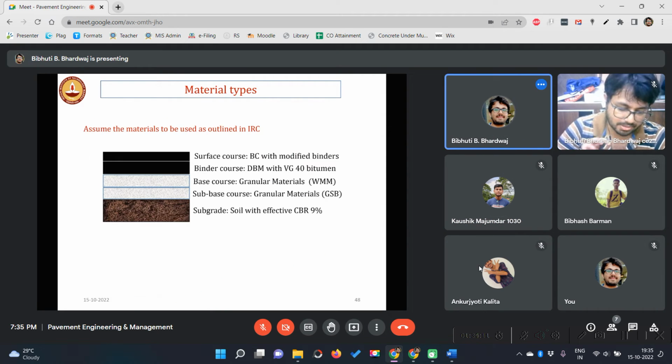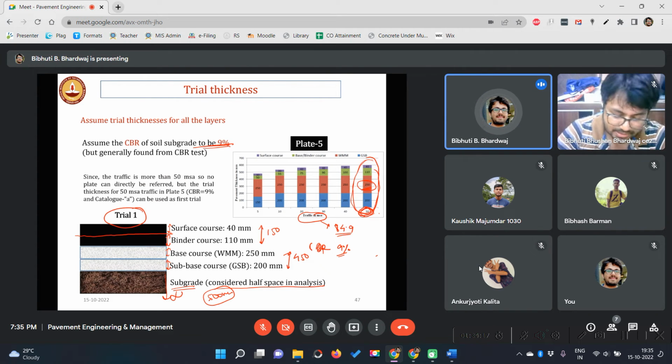Yes, sir. Okay, now we need to know the materials, because knowing the thickness is just the beginning. This is not the final thickness, this is just an assumption. We need to find out the strain generated here as well as here. In order to find out the strain, we need to know the modulus of elasticity or modulus of resilience and the Poisson's ratio, for this, for this, and again for this.